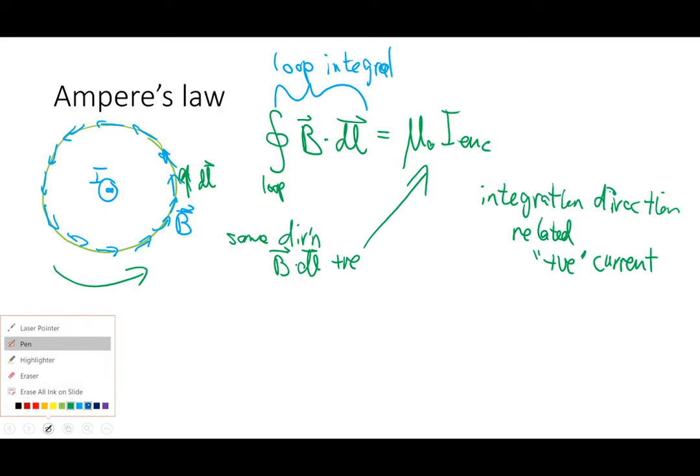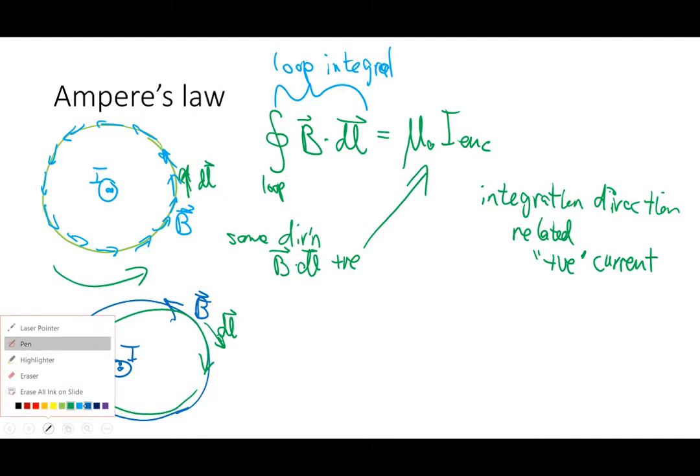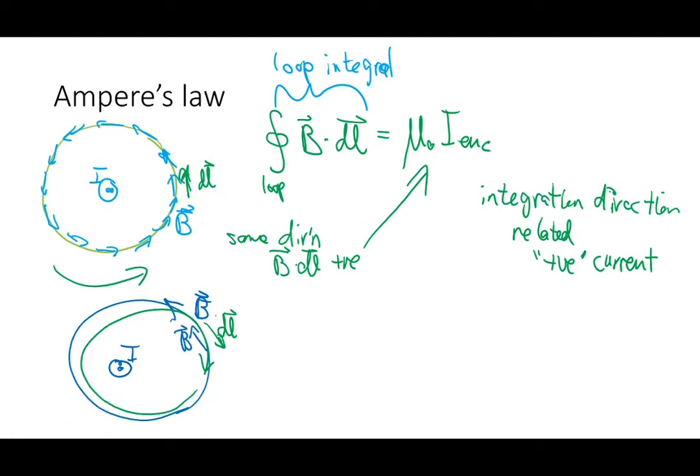By contrast, if we have the same situation, right, but we decide to take my loop, actually, let's draw in the magnetic field first. The magnetic field is still going to go that way. But if we choose to take our loop clockwise in this case, what you'll have is you'll have dl going that way and B going that way. So then, in this case, B dot dl would be negative because they're in opposite directions.